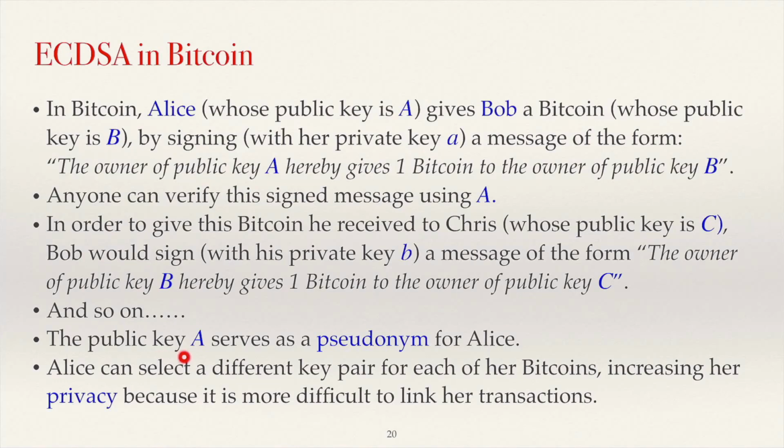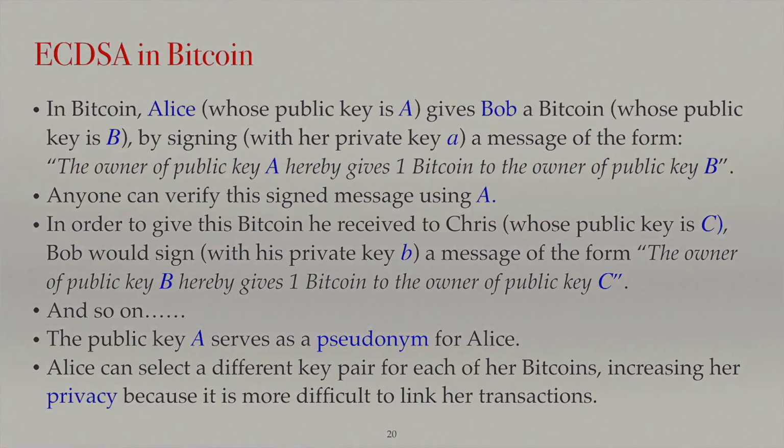The public key A serves as a pseudonym for Alice. Notice that the message does not contain Alice's name, but only her pseudonym. This gives Alice a degree of privacy when she makes the transaction with Bob. Indeed, Alice can select a different key pair for each of her Bitcoins. This can increase her privacy because it is more difficult to link her transactions made with different public keys. We'll see the details of Bitcoin in the next video.